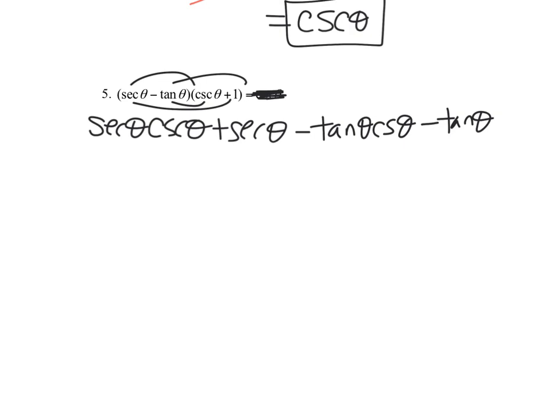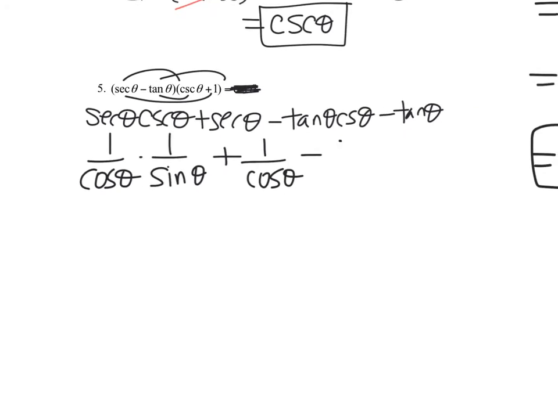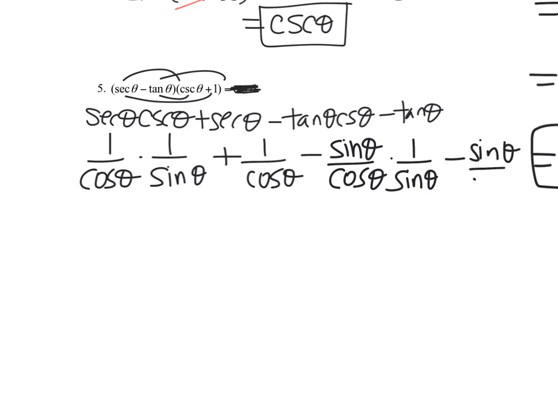Now you have a whole bunch of jumbled mess. 4 terms. My suggestion would be to change everything to terms of sine and cosine. Okay? So secant of theta is 1 over cosine of theta. Cosecant of theta is 1 over sine of theta, plus secant is 1 over cosine theta, minus tangent of theta is sine of theta over cosine of theta. Cosecant is 1 over sine of theta, and then minus sine of theta over cosine of theta.